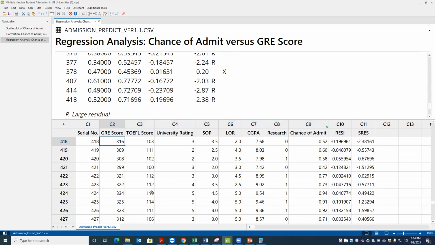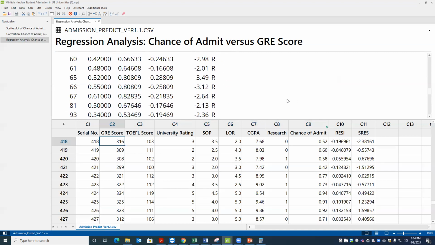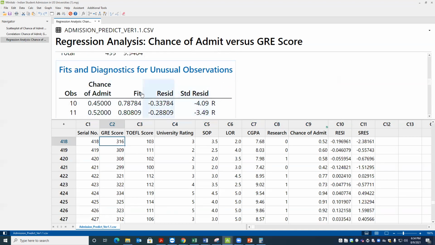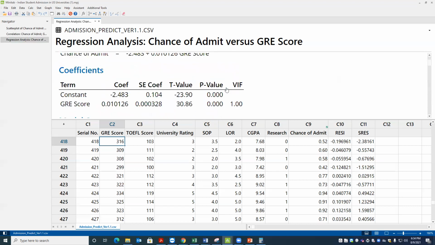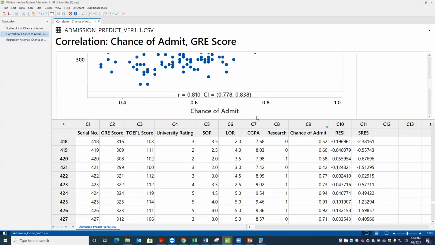Look into 316 GRE, and the chance of admission is 52%. I mean, this is 0.5. There are many ways to check, so where are the problems, where are the issues, which is unusual? So again, I go here.